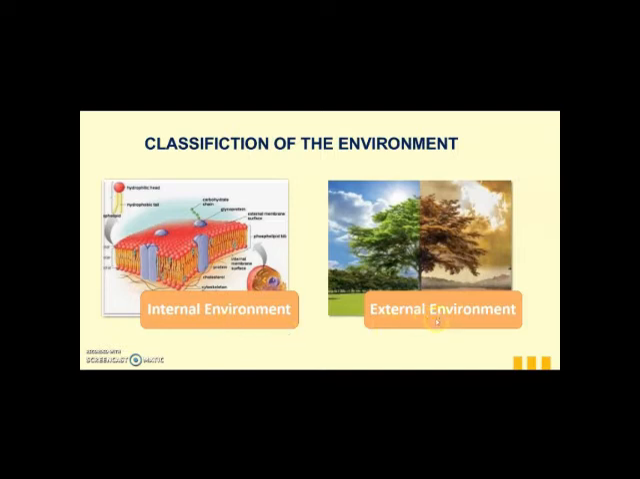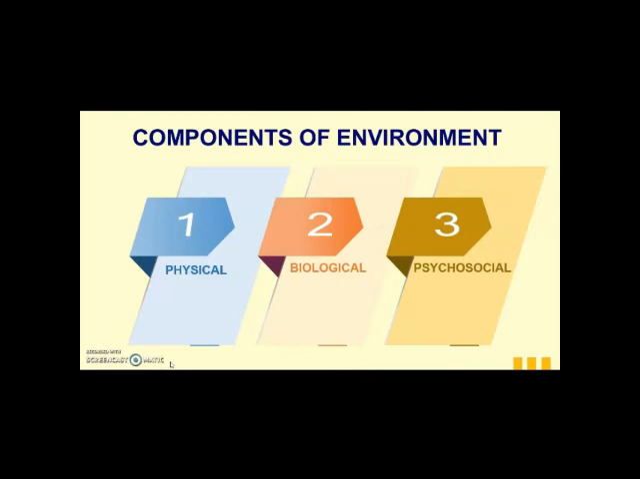The external environment is also called macroenvironment. It consists of those things to which man is exposed after conception. The external environment is defined as all that which is external to the individual human host. The external environment can be further classified into three components. Components of the external environment include physical components, biological components, and psychosocial components.